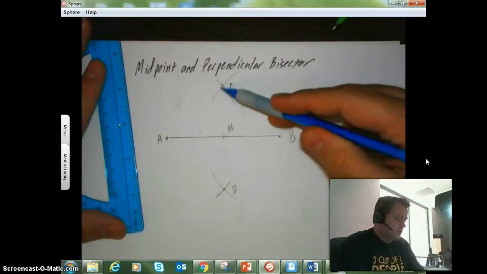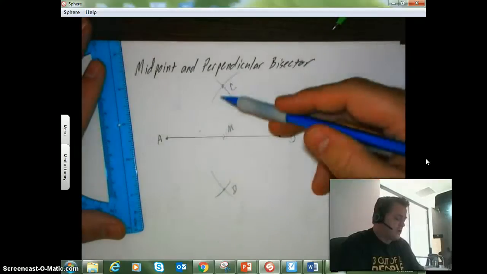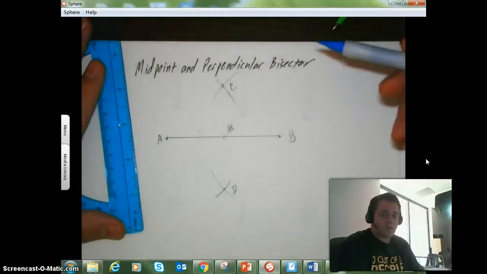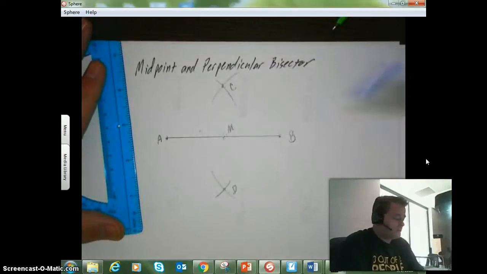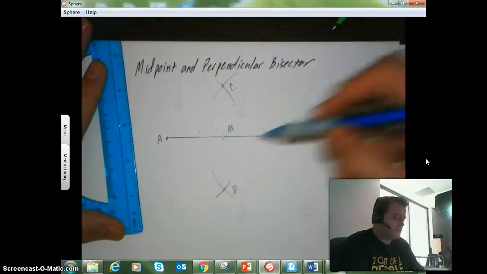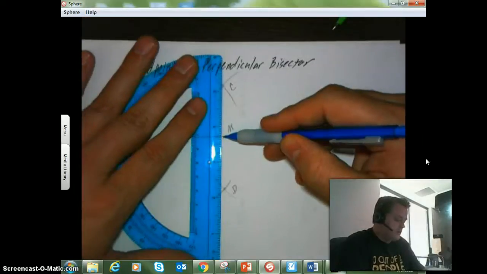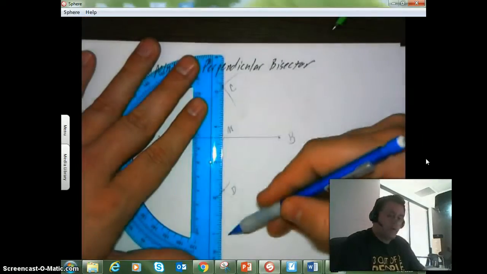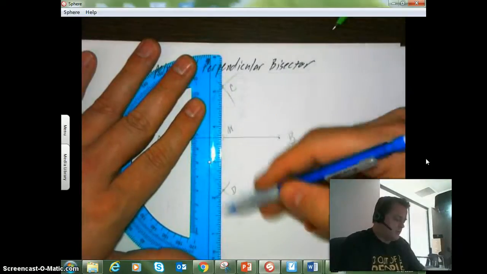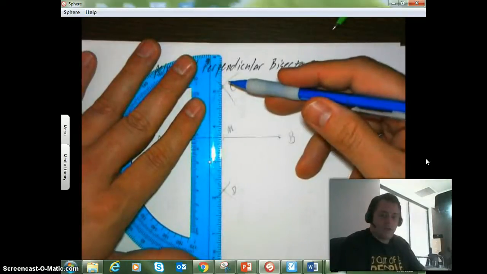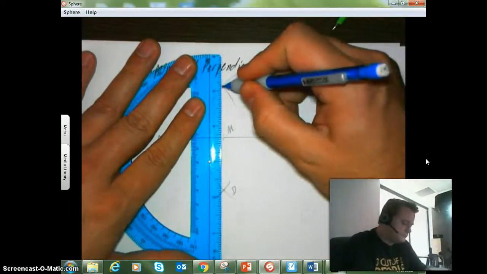So the construction that we use for midpoint is going to be the same thing that we will do to create a perpendicular bisector. Sometimes all we want is the midpoint, but since we have it, sometimes we need to make a perpendicular line through that point also. I can make it from here down through point D, I can make it from here up through point C, or I could go through both points D and C.